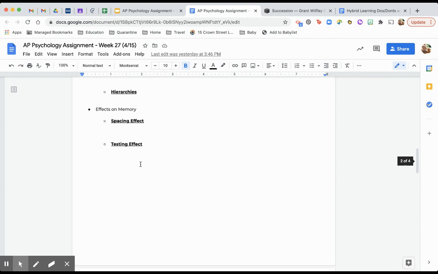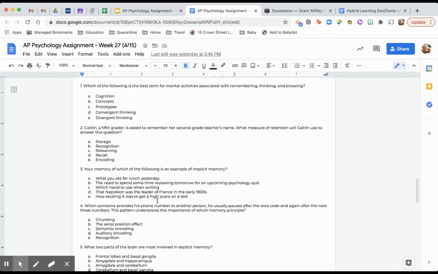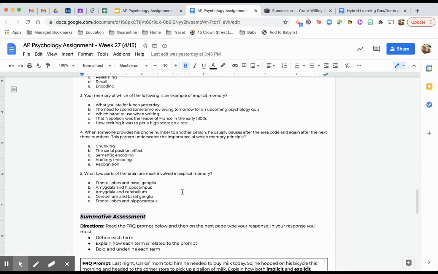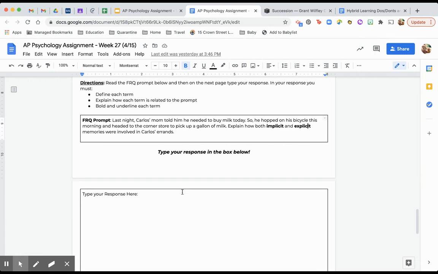So the last two parts of today's lesson is the multiple choice. So just highlight your correct answers. There's only five. And then there's an FRQ. The FRQ is pretty simple. There's only two terms, implicit and explicit memory. So make sure you just define each term, explain how it's connected to the prompt, and then bold and underline the term when you use it.